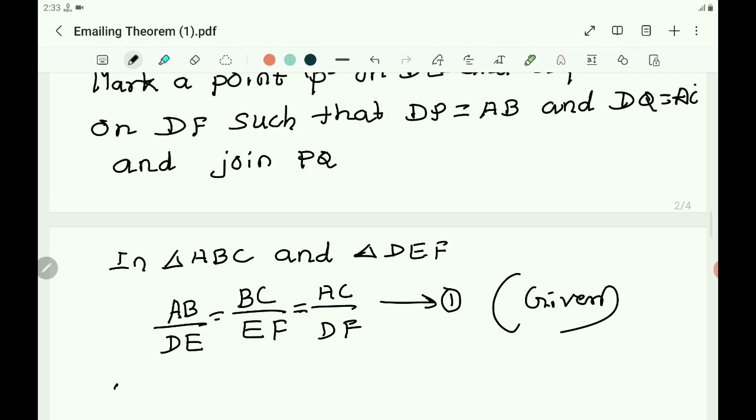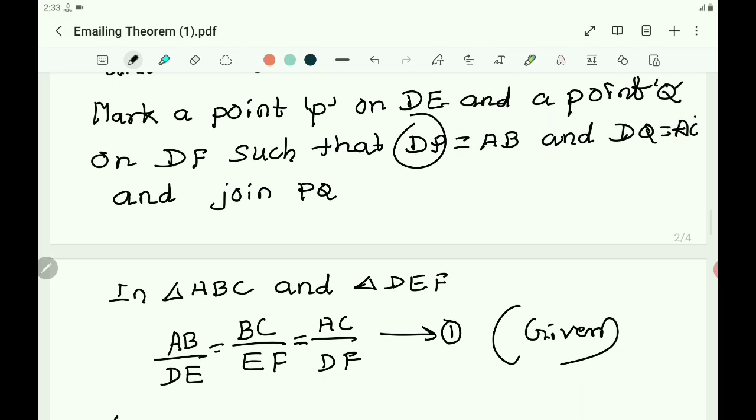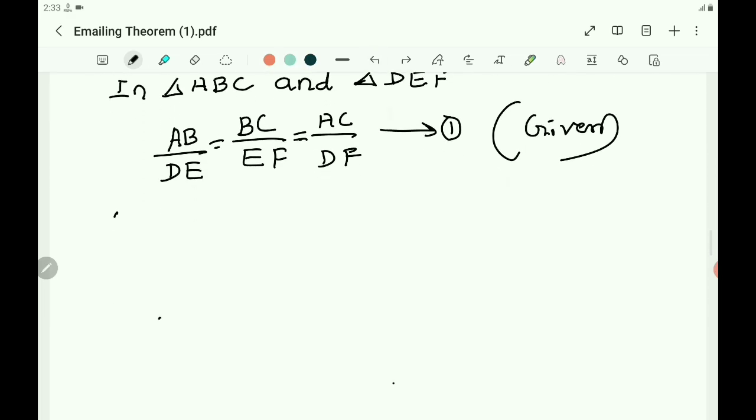And also the construction is made in such a way that AB is equal to DP and AC is equal to DQ, and in the ratio AB by DE and AC by DF, let us write DP by DE equals DQ by DF. So you write in the place of AB, let us write DP. So it becomes DP by DE.